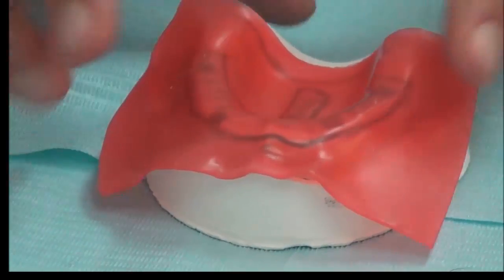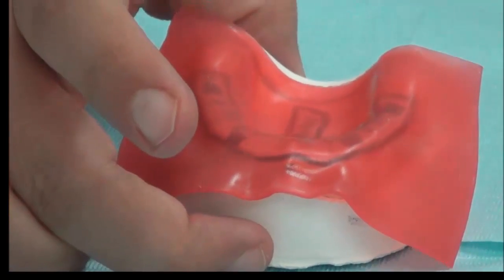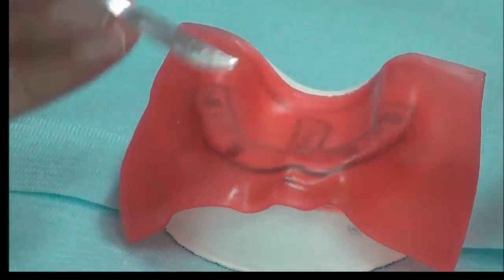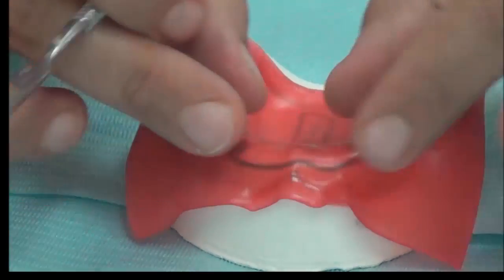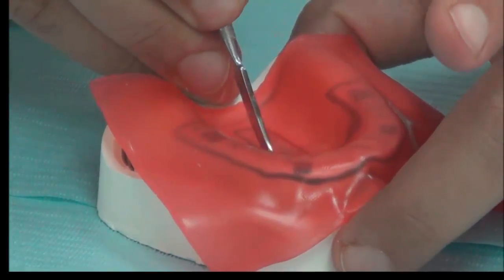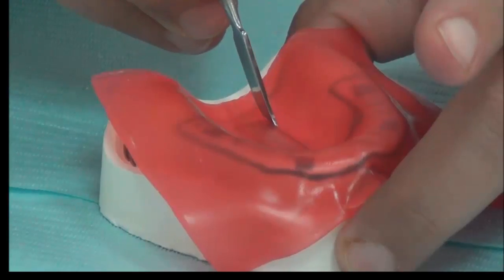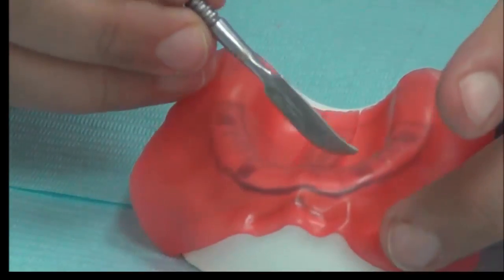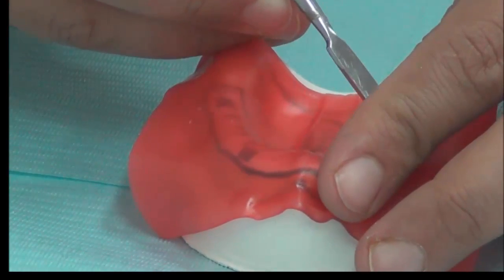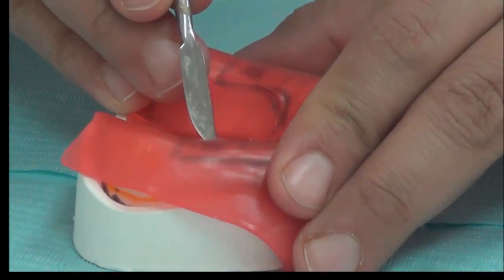And now, because I have drawn on the cast using a dark marker, I could see through it. Now I could use my lacquer carver and begin cutting off the wax in the areas that I am intending to leave exposed for the tray to come in and touch. The areas of the wax are maintained. So follow the outline that I have drawn.